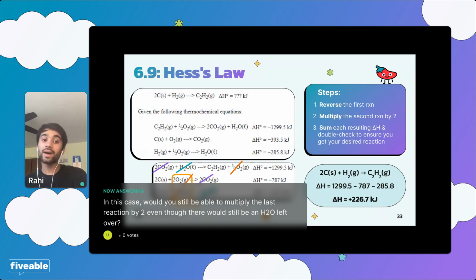So if you multiply the last one by 2, you'd get 2H2 plus 1O2 yields 2H2O. Now that's great. If you also multiply delta H by 2, that's fine, that's not wrong. However, when you go to cancel, you'll notice that in the first reaction you have one H2O, and in the last reaction you'll have two, because you multiplied it by 2. That's weird because that doesn't cancel. Now you're left with 1. That's not okay.